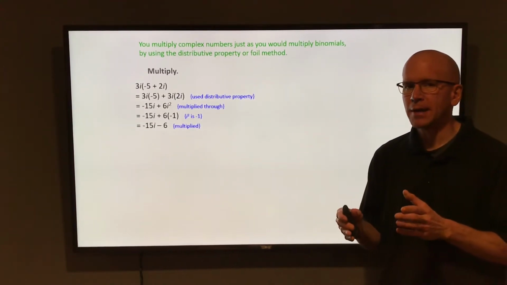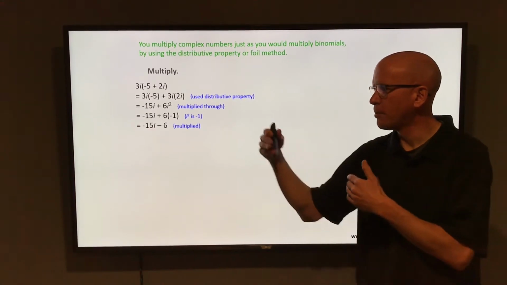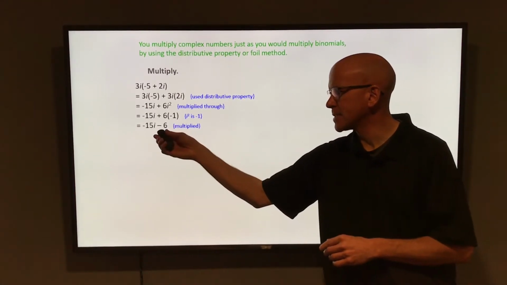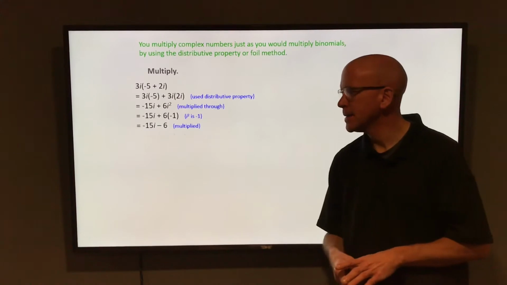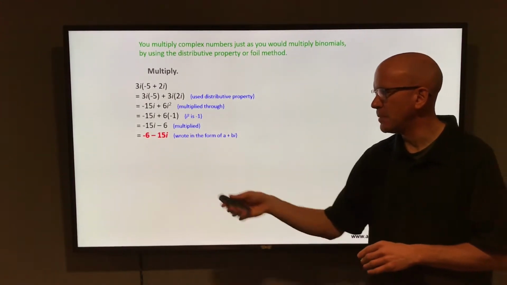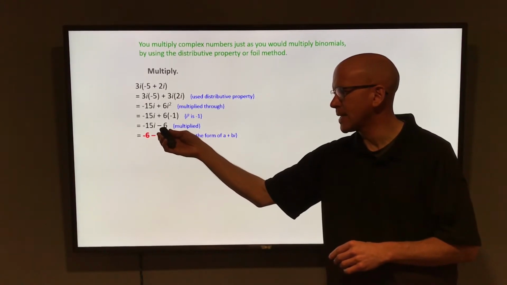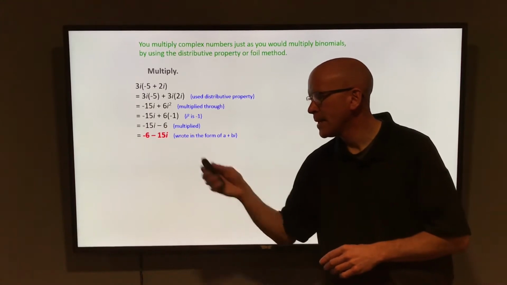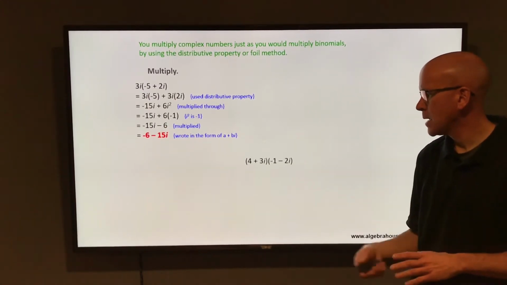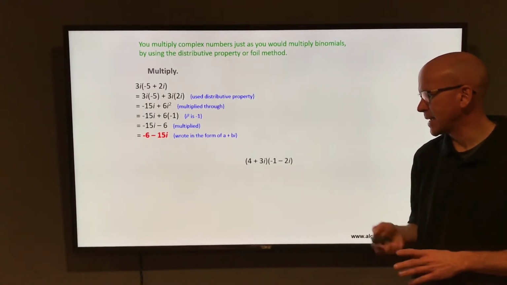We're going to write that in the proper form, put that real part to the front. So that negative 6 gets moved out to the front. It's going to be negative 6 minus 15i. Make sure you carry that sign that's in front of that 6. Carry that negative sign with it. Negative 6 minus 15i.